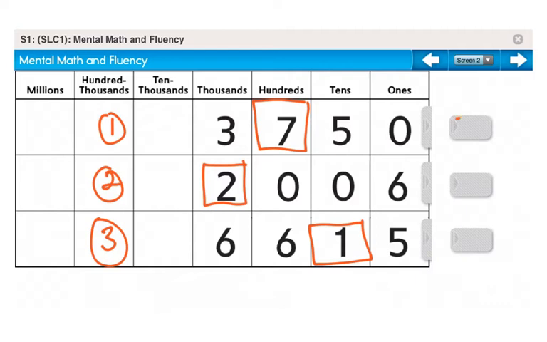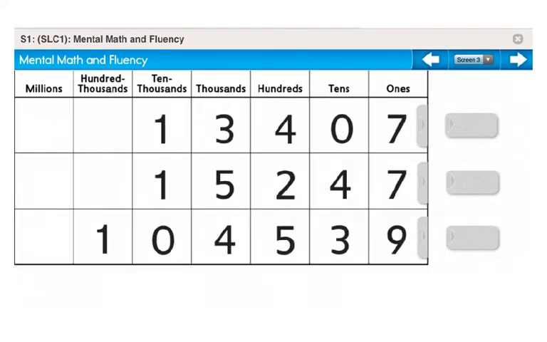Number 1, the value of the 7 is 700. The value of the 2 is 2,000. And the value of the 1 is 10. Make sure you're doing this with me on your whiteboard, not just watching.